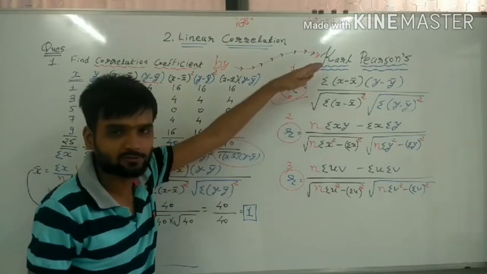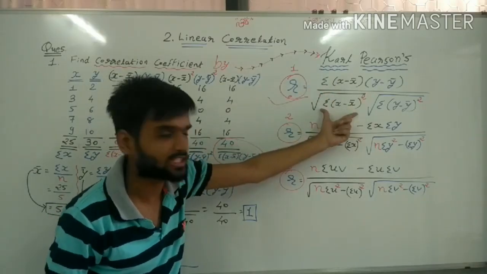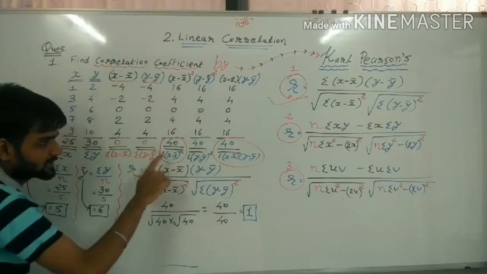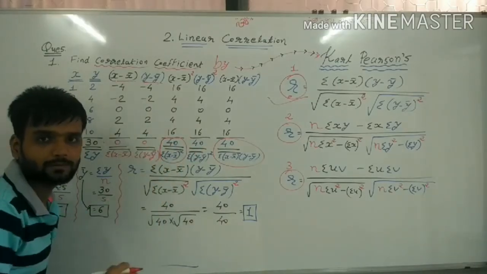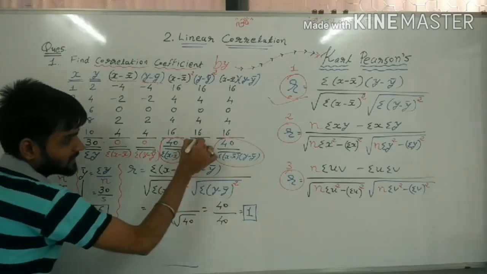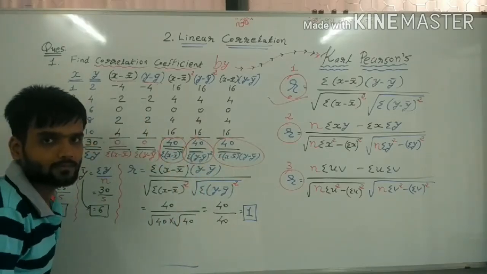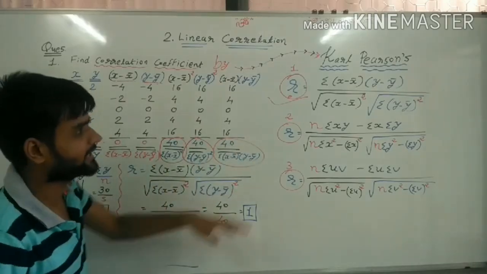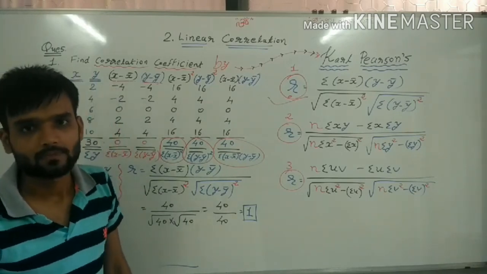That is for the numerator. Now for the denominator, under root, sigma x minus x bar square. So here sigma x minus x bar square is 40. Sigma y minus y bar square is also 40. So all the three values we have found by making this table.